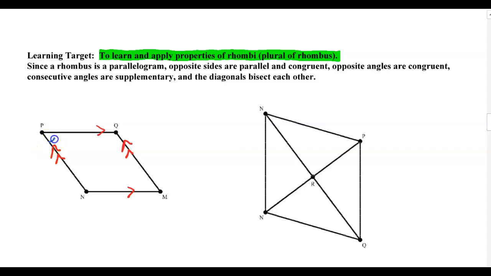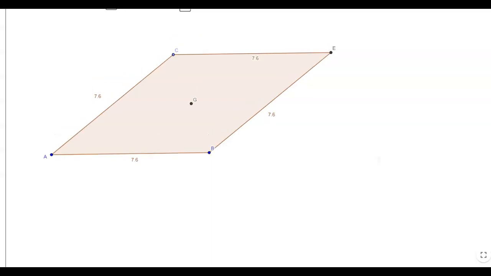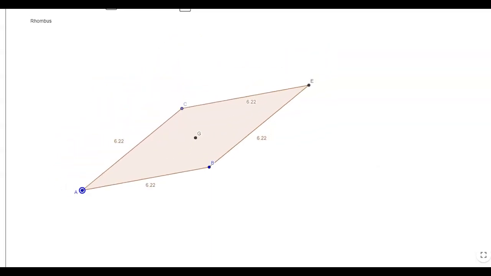The opposite angles are congruent. I'm going to mark those in blue here. Consecutive angles are still supplementary. But the special property of a rhombus, and I'm going to use this applet here, is the segments, you notice, where the opposite sides are equal.